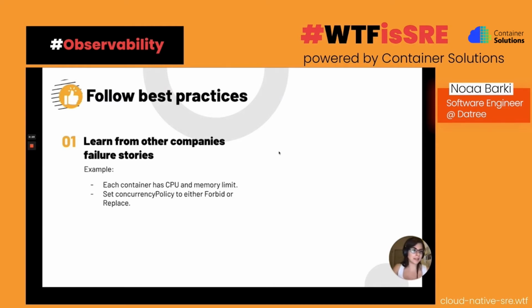I personally did it, and you know the old saying, the difference between a smart person and a clever person is that a clever person not only learns from his own mistakes, but also learns from the mistakes of others. So I highly recommend you go and look for other companies' failure stories. Not only will you learn so much about Kubernetes, what the best practices are, what to do, what not to do, you will also ask yourself the question of how can I make sure that it will never happen to me?